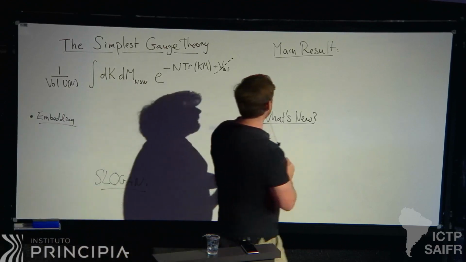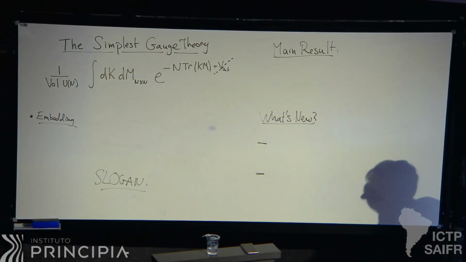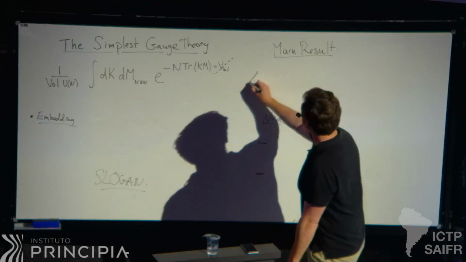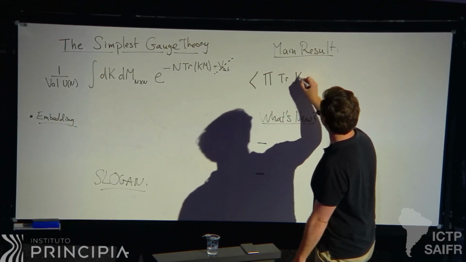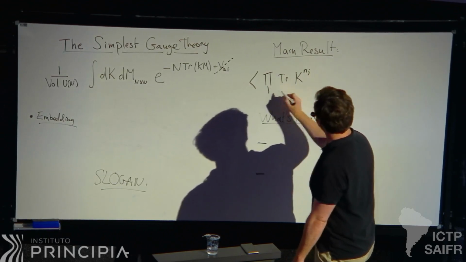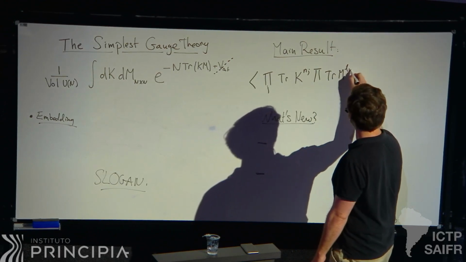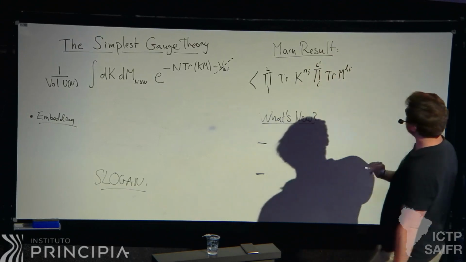So let me try to start by telling you what the main result is. So what are the, if you want, gauge invariant observables of this theory? Well, they're going to be correlation functions of the traces of K. So let's say trace K to the n_j. And correlation functions of trace of M to the l_i, sum over i. So this would be some L plus L point function.